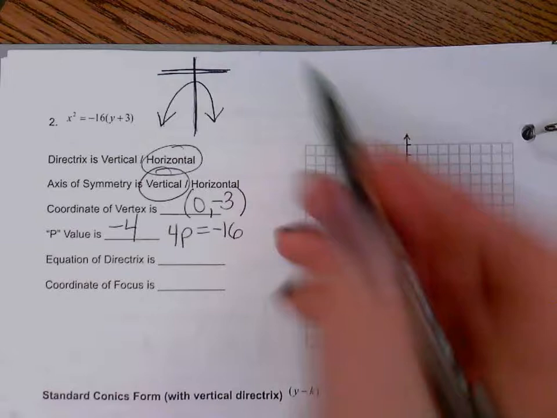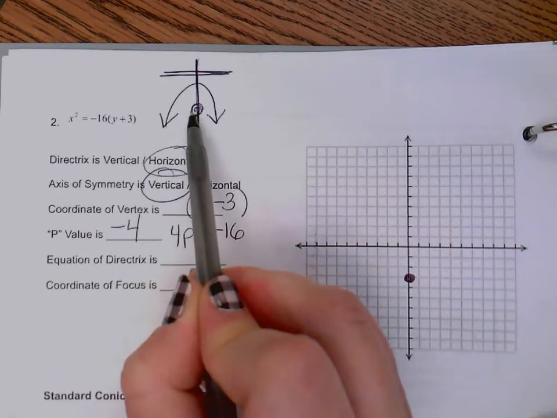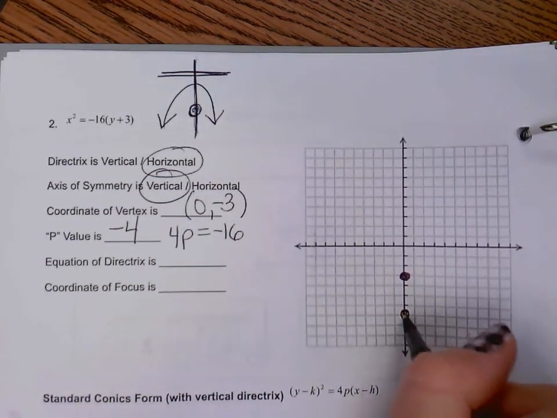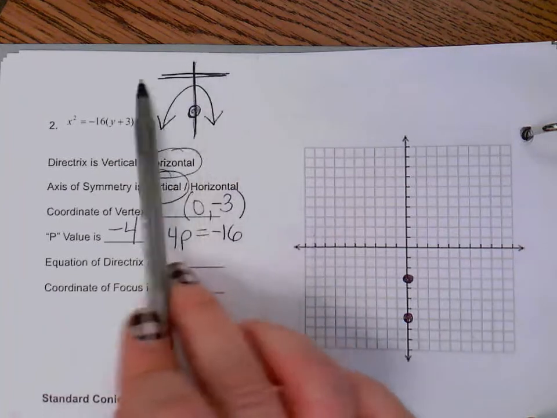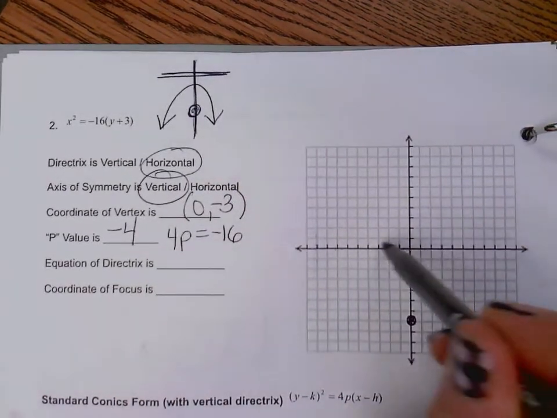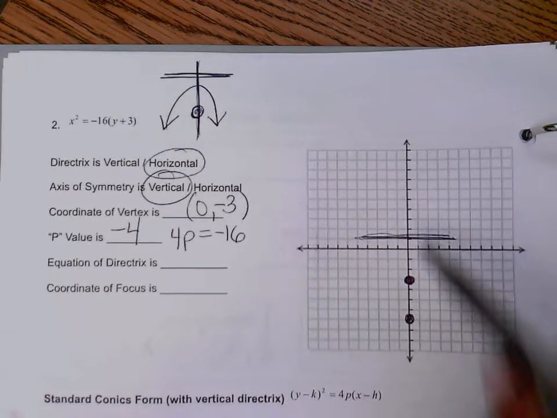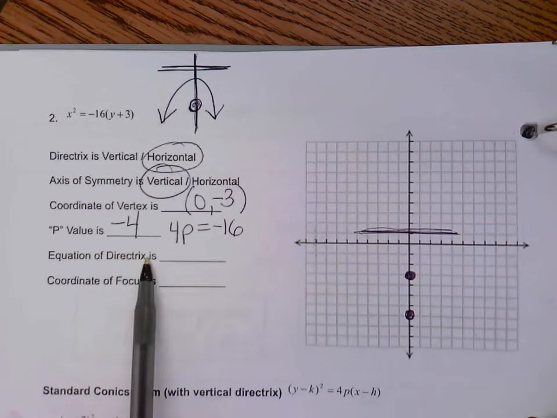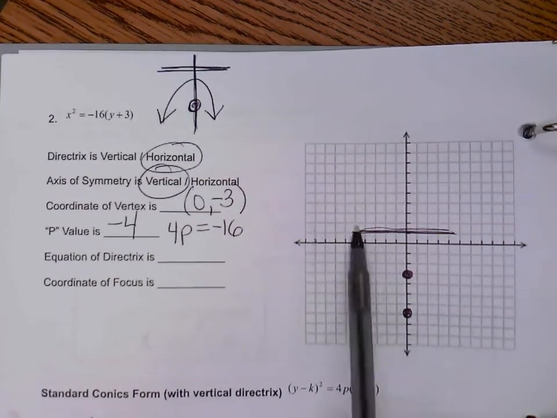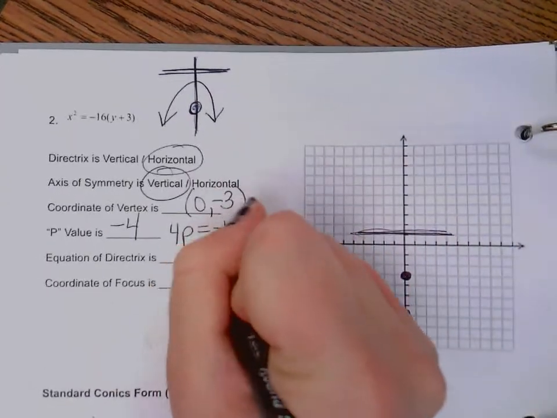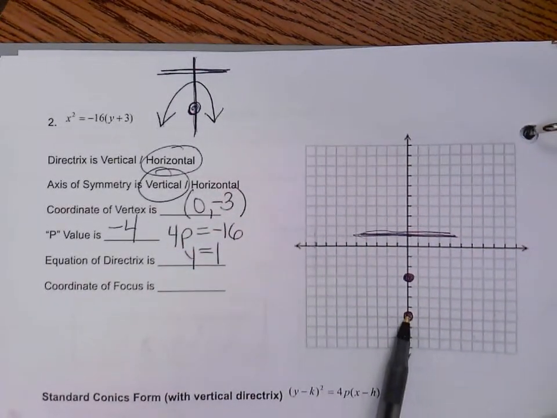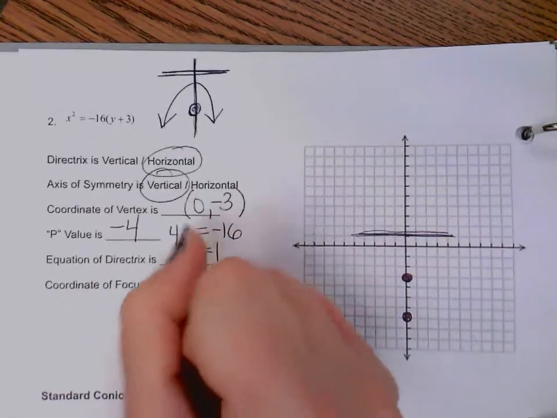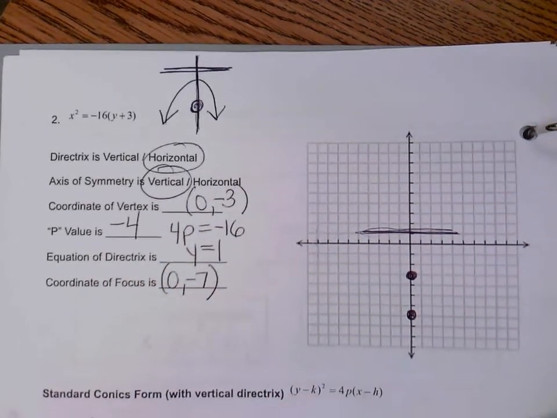and the focus goes inside your parabola. So I'm going to go down 4, 1, 2, 3, 4, to plot my focus, and the directrix is above it. So I'm going to go up 1, 2, 3, 4, and there's my horizontal directrix. And then to graph the parabola, the equation of the directrix is y equals 1, that horizontal line. And what is this coordinate? I just went down 1, 2, 3, 4, 5, 6, 7 units, right? So 0, -7 is the coordinate of that focus.